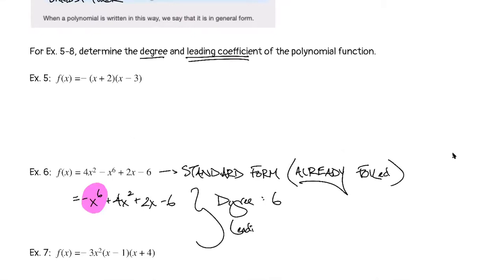The leading coefficient, what is the number in front of this leading term? -1. So that, my folks, is your leading coefficient. Okay.